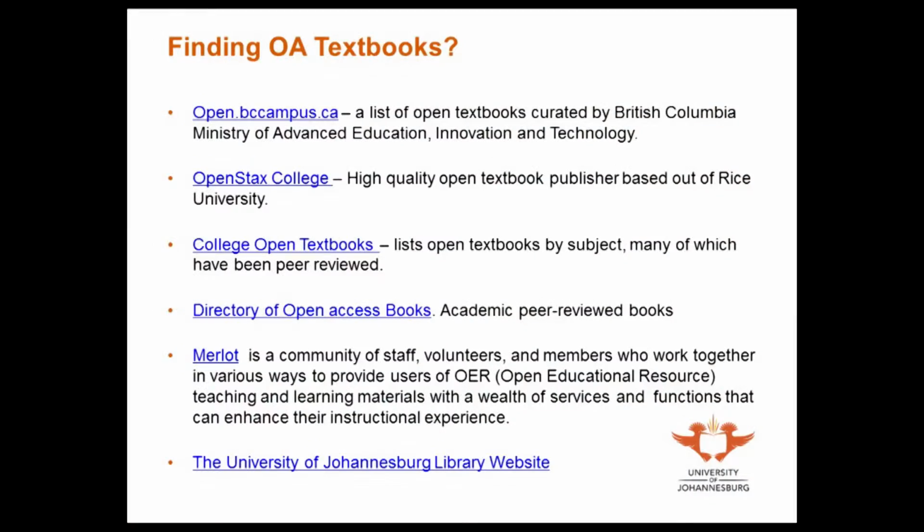And how do you go about finding open access textbooks? You can, for example, use BC Campus, which is a list of open textbooks created by the British Columbia Ministry of Advanced Education, Innovation and Technology. There's OpenStax College, which is a high-quality open textbook publisher based out of Rice University. Open College textbooks lists open textbooks by subject, many of which have been peer-reviewed. There's also a directory of open access books, which are academic peer-reviewed books.